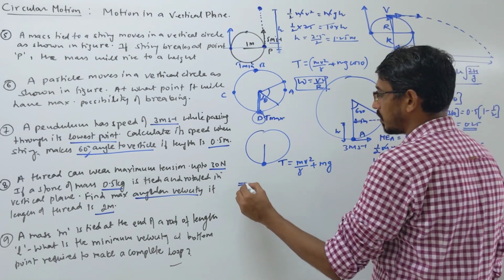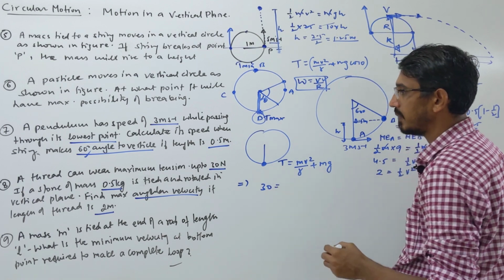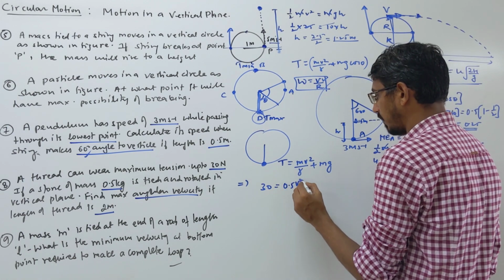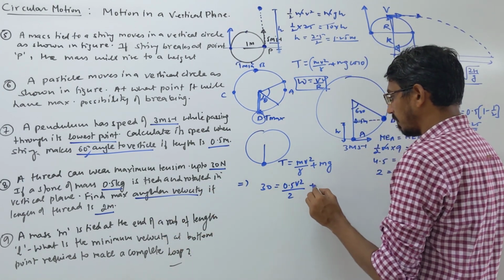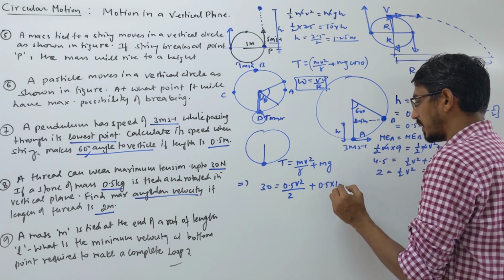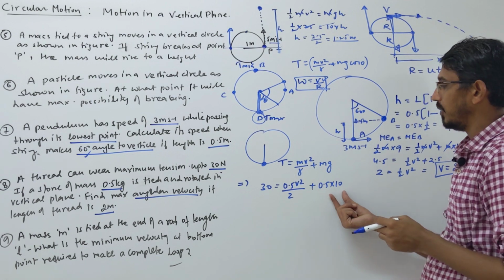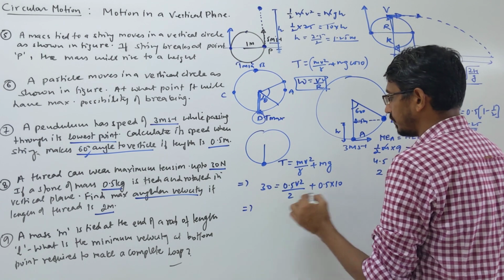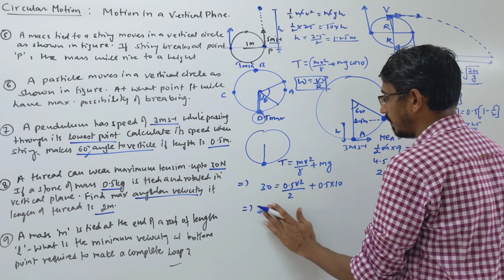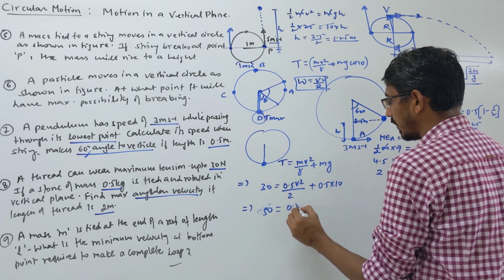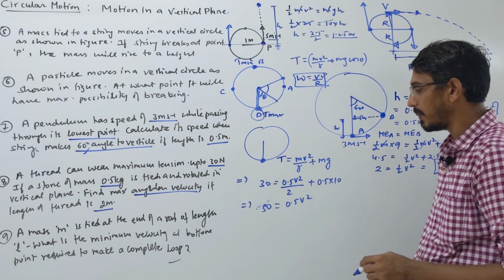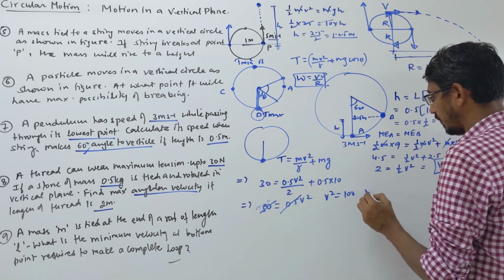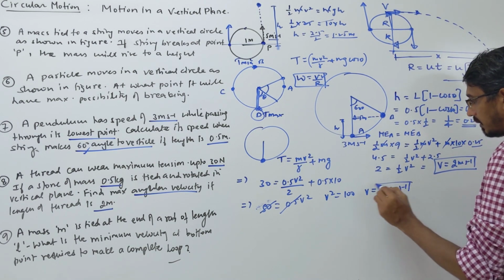Okay, look here, tension is already given. How much? 30. Mass is given, 0.5, and radius is also given, 2 meter. So 30 equals 0.5 v square by 2 plus mg, where m is 0.5 and g is 10. This becomes 5 goes to the other side, this becomes 25, and this 2 comes here, so it becomes 50 is equal to 0.5 into v square. So v square becomes simply 100, so v becomes 10 meter per second.